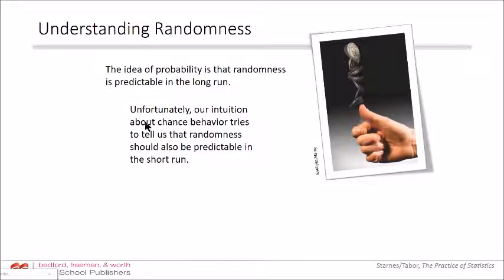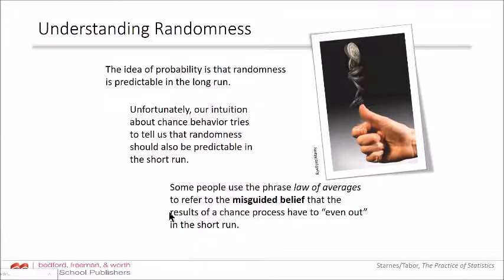But unfortunately, our intuition about chance behavior tries to tell us that randomness should also be predictable in the short run. What that means is, have you ever played a betting game where you're like, oh man, this keeps coming up heads, the next one has to be tails, right? That's what we mean by the short run. So this is actually a really misguided belief. Some people mistakenly use that phrase, law of averages.